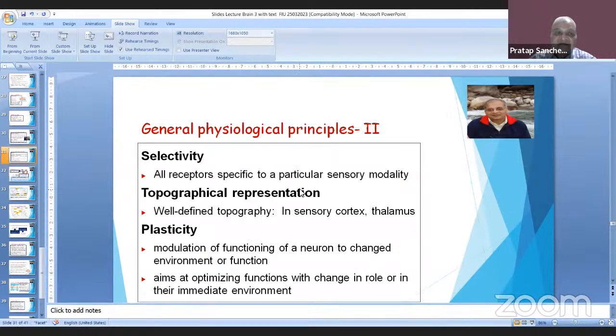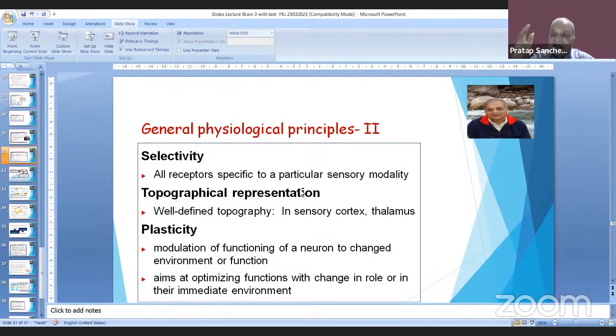And selectivity. All these receptors, like touch receptors, will not receive taste sensations, and taste receptors will not receive hearing or vision. The most important point, which I talked about in the earlier lecture also, is topography: each portion of the brain has a primary area where these sensations are received.